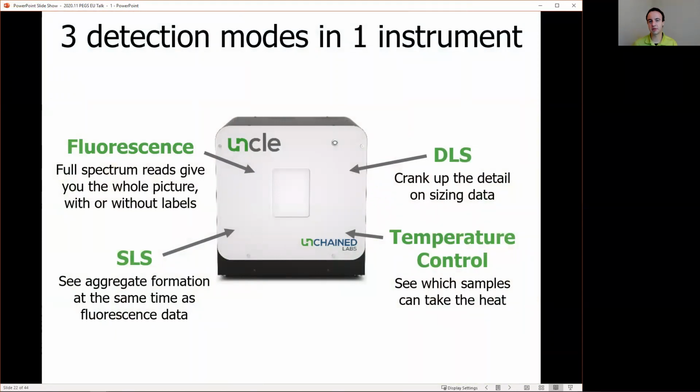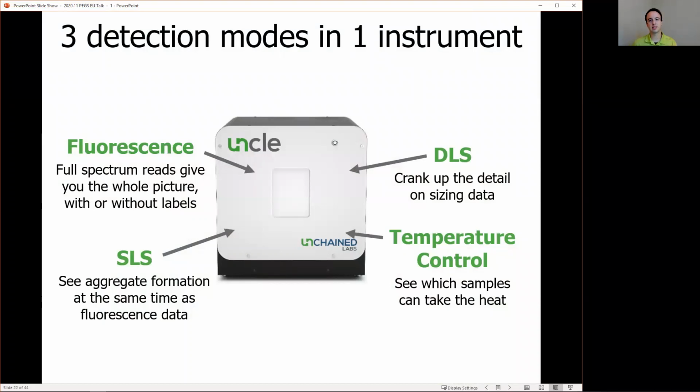Well, by combining 3 different detection modes in one instrument, it gives you the flexibility to really understand the sample that you're investigating. So the fluorescence is a full spectrum fluorescence read so that you get the full picture of your protein fluorescence, whether that's intrinsic protein fluorescence done without label or whether that's done with a fluorescent dye. SLS, or static light scattering, is going to give you extremely sensitive detection of aggregation that's going to give you answers at the same time as your fluorescence data.